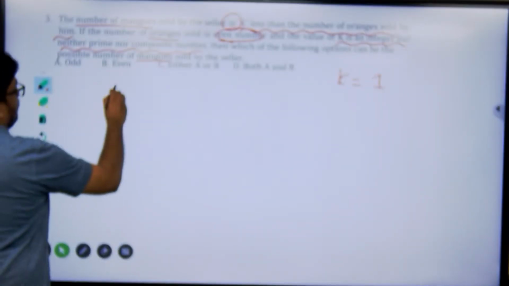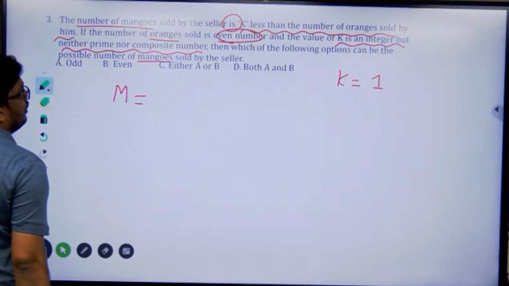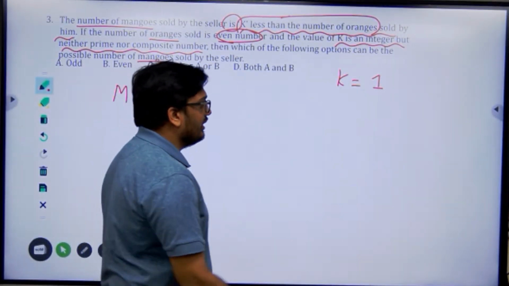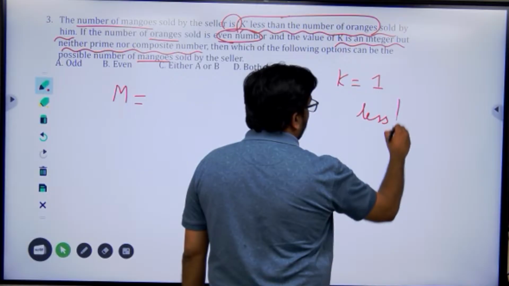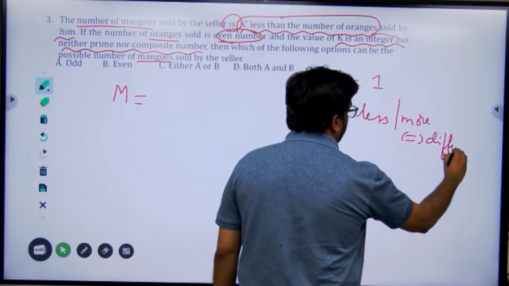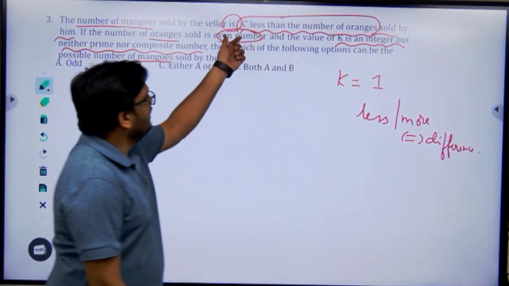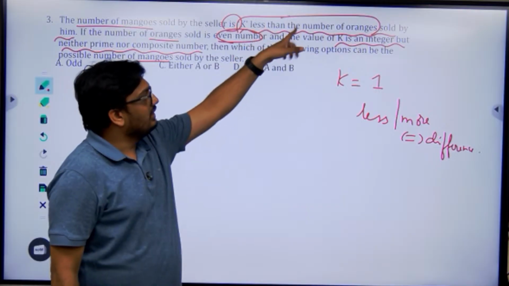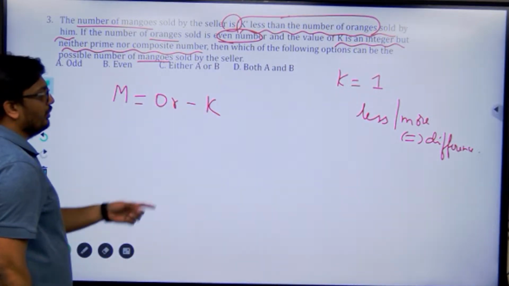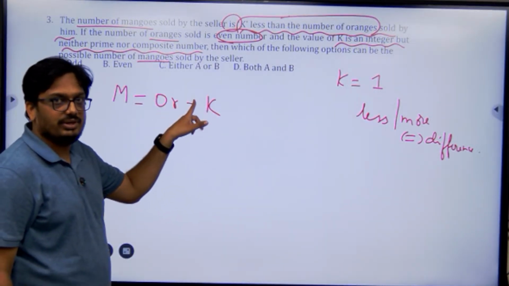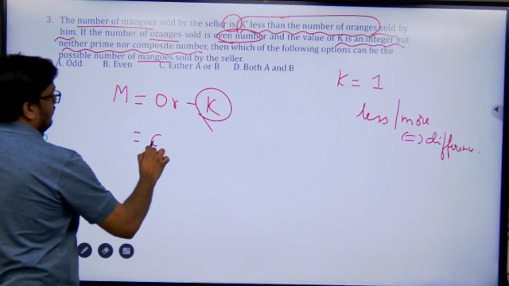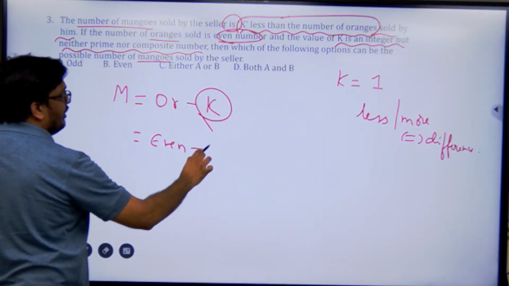Then the number of mangoes, represented by m, sold by the seller is k less than the number of oranges. Whether it is less or more, as I have already told in ratio, it is nothing but the difference. K is less than the number of oranges, so first you write oranges and k. Less or more, nothing but difference, so write minus. Then oranges is an even number, and the value of k is 1.